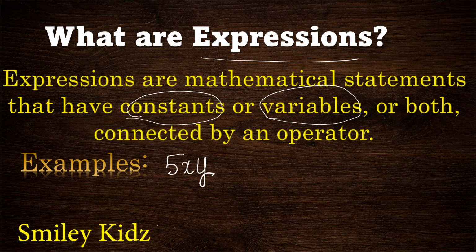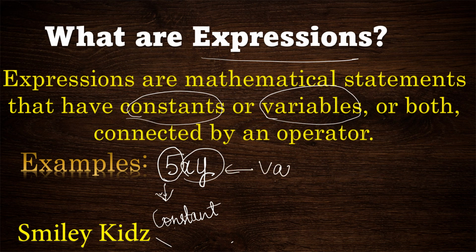5xy. This is an expression. It is consisting of a constant and two variables. What is the constant? 5 is the constant. And x and y both are variables. So the algebraic expressions which are consisting of both constants or variables connected by an operator are called expressions.